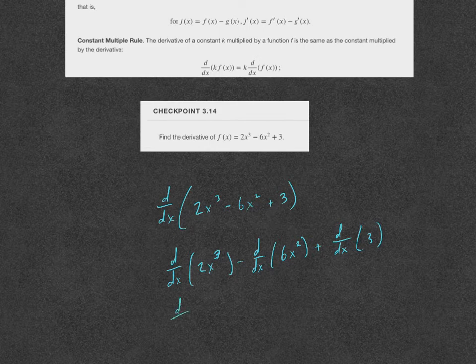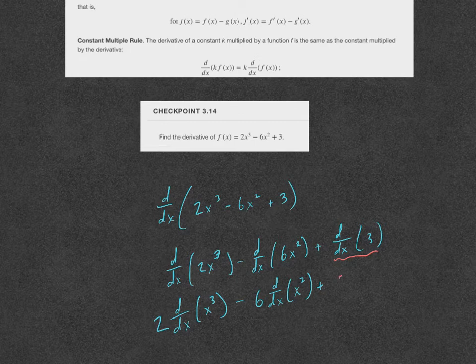Now I'm going to use my constant multiple rule and pull that 2 out, and then just focus on the derivative of x cubed. Minus, now I'm going to factor that 6 out in front and just take the derivative of x squared. And then, well, I lost my parentheses, there we go. I can actually take the derivative of 3 right now. That is, the derivative of a constant is 0. So now we only have 2 terms left.